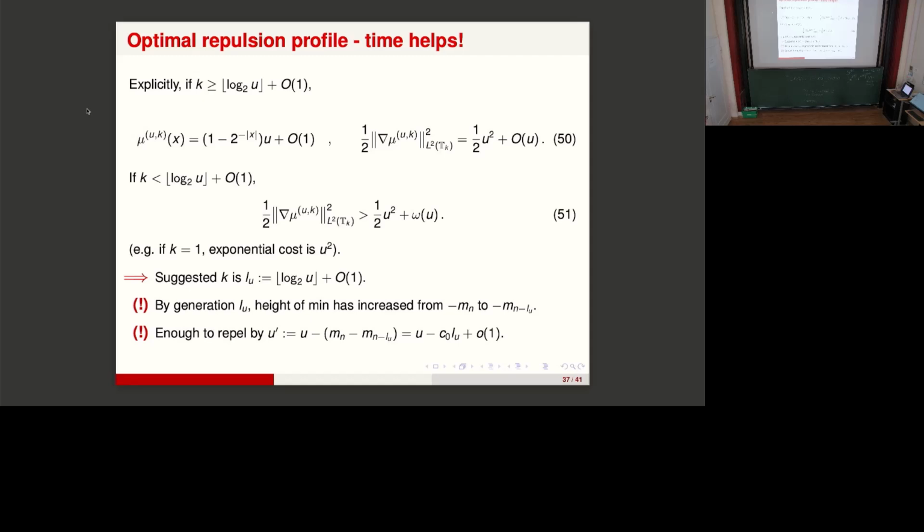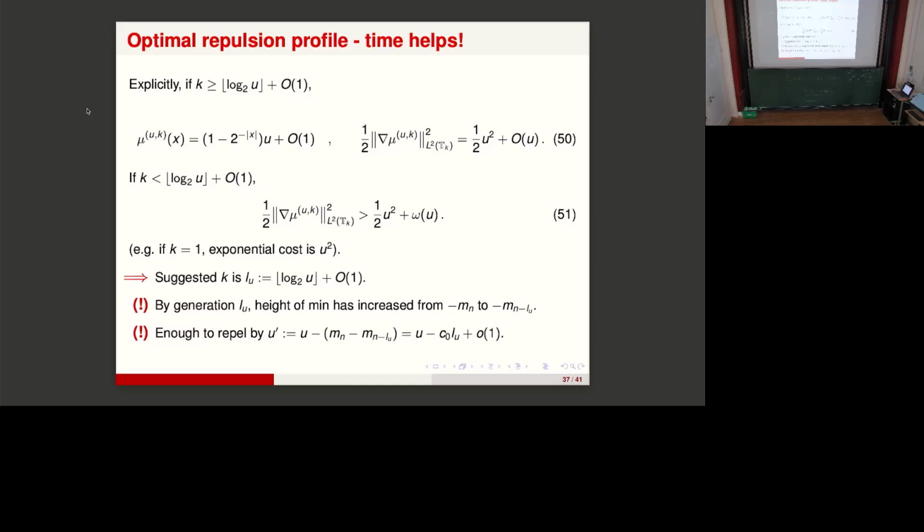Okay, so it's certainly not worthwhile to do it, at least on an exponential scale, before log_2 u. And that's just a kind of motivation for choosing log_2 u. And so indeed, this is the right time to do it, the right generation. So you lift the field to height u at generation log_2 of u. So that's this L_u.